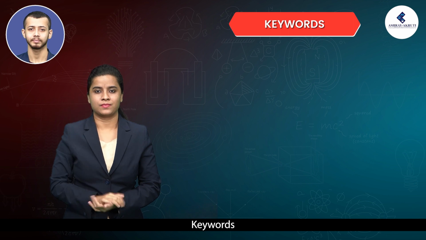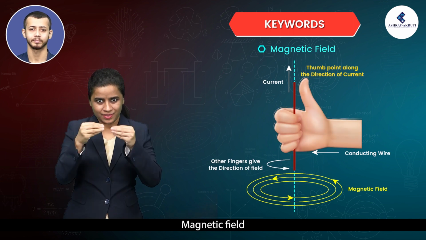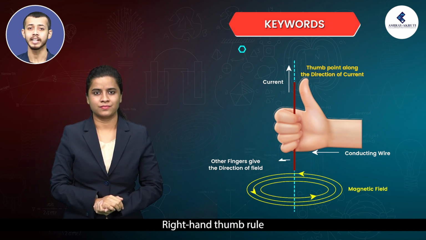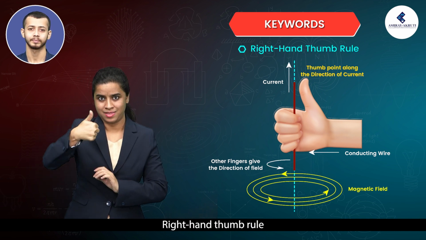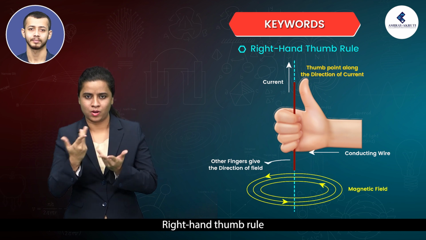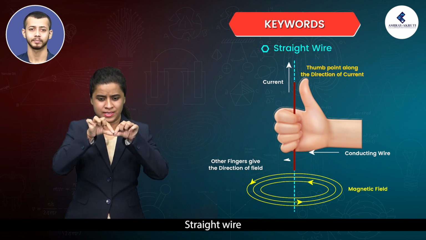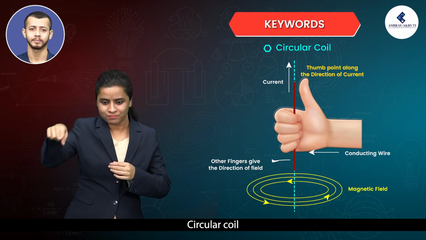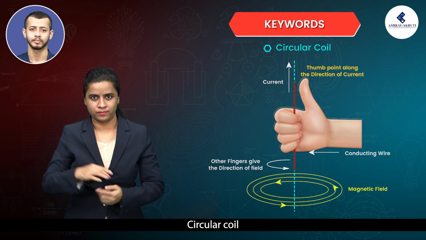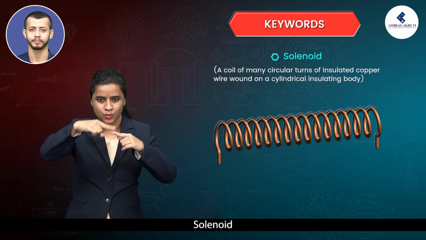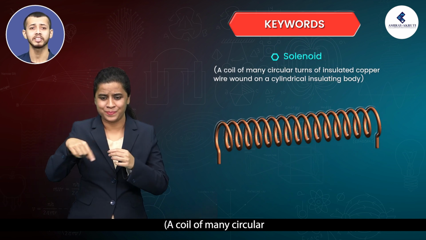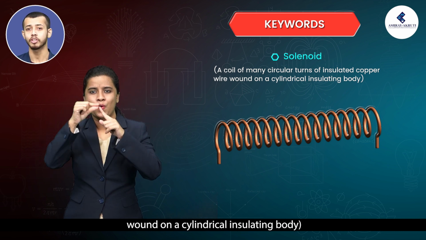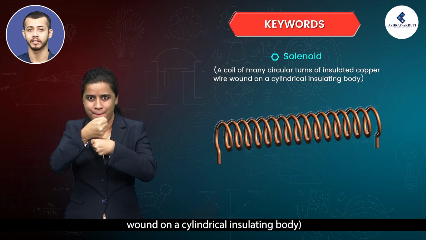Keywords: magnetic field, right hand thumb rule, straight wire, circular coil, solenoid. A solenoid is a coil of many circular turns of insulated copper wire wound on a cylindrical insulating body.